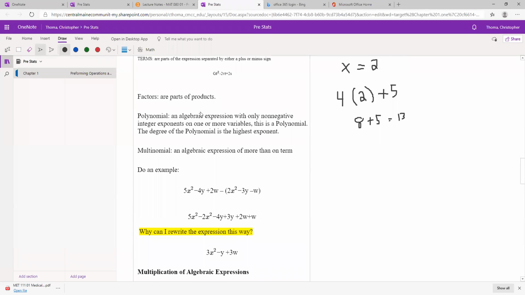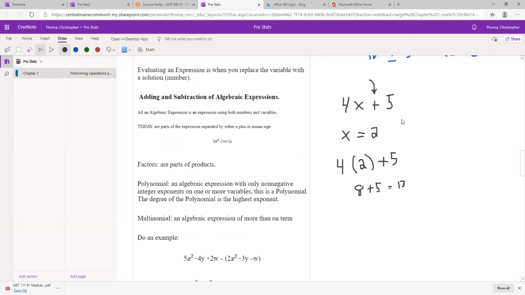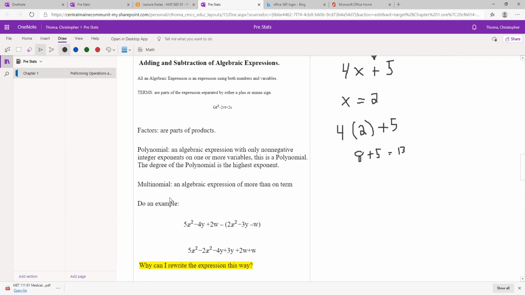Factors mean the products of a number. A polynomial is an algebraic expression with non-negative integer exponents and one or more variables. What I have up top is considered a polynomial because it has 3 terms. It would actually be called a trinomial. 4x plus 5 is a polynomial because it has 2 terms, and this one could be called a binomial. And a multinomial is an expression of more than 1 term.